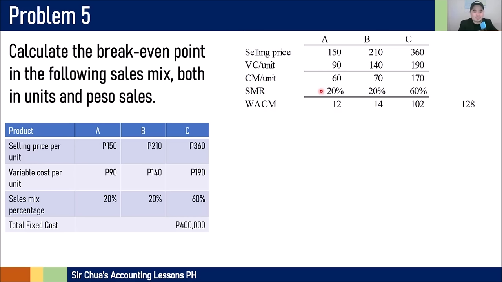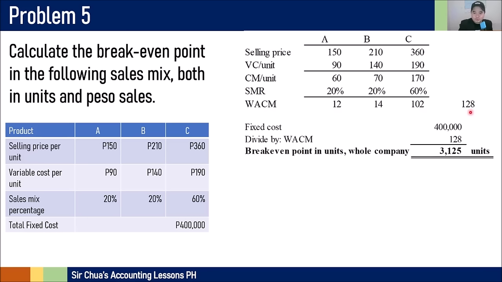So, mumultiply mo po ngayon. So, 60 times 20% is 12. 70 times 20% is 14, and 170 times 60% is 102. That is your weighted average contribution margin. Ano pong ibig sabihin ng weighted average contribution margin? Kinuha mo po yung contribution margin base sa sales mix nila. Tsaka mo pag-a-add din ngayon. 12 plus 14 plus 102, your weighted average contribution margin is 128 pesos.